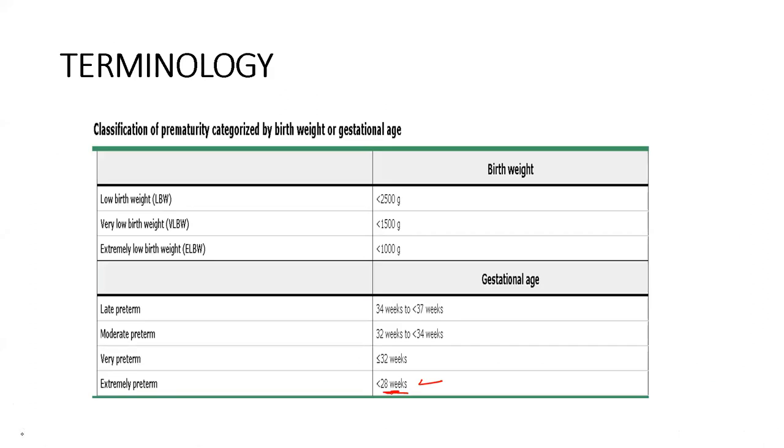So a low birth weight baby, less than 2.5, ELBW baby less than 1 kilo, late preterm baby 34 to 37, and extremely premature baby, any baby less than 28 weeks gestation.